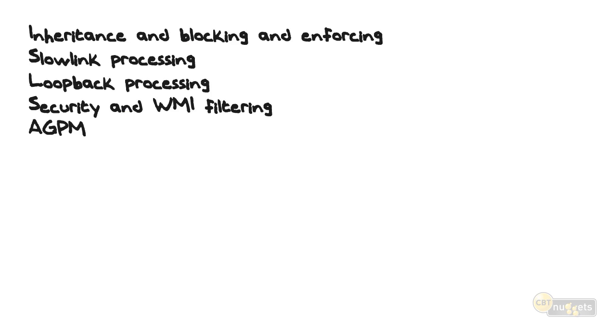So I think we've covered everything. We did look at inheritance and blocking and enforcing. We talked about slow link and loopback processing. Looked at security and WMI filtering, as well as some other security-related strategies for group policy, and talked briefly about the capabilities of the Advanced Group Policy Management module.